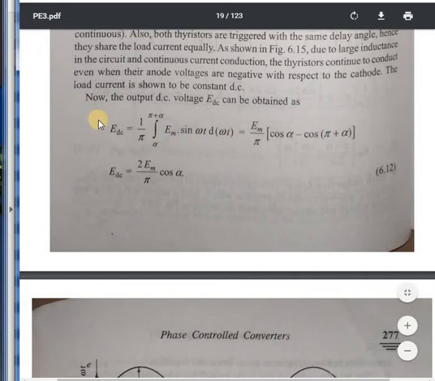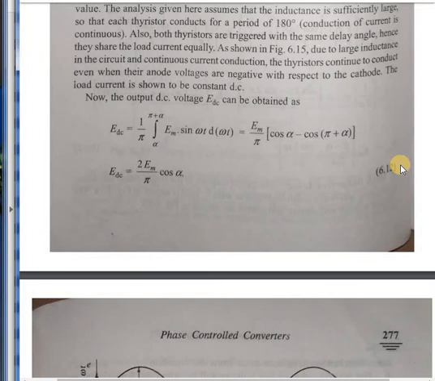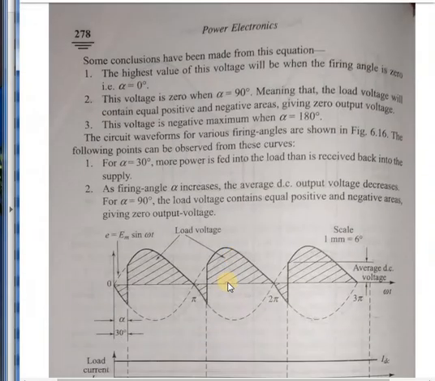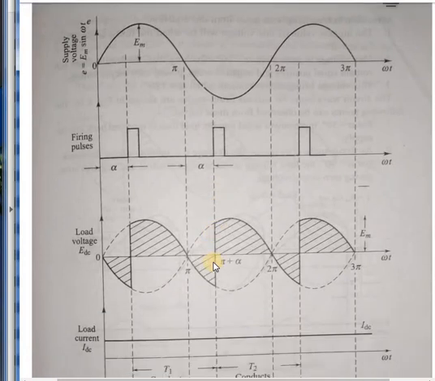Now for obtaining the output voltage here, 1 by pi from alpha to pi plus alpha, Em sin omega t d omega t is considered. When you solve this, you will get the value of EDC as 2 Em by pi into cos alpha. This will be for your single phase full wave rectifier with RL load. Okay, so here are the waveforms for that.